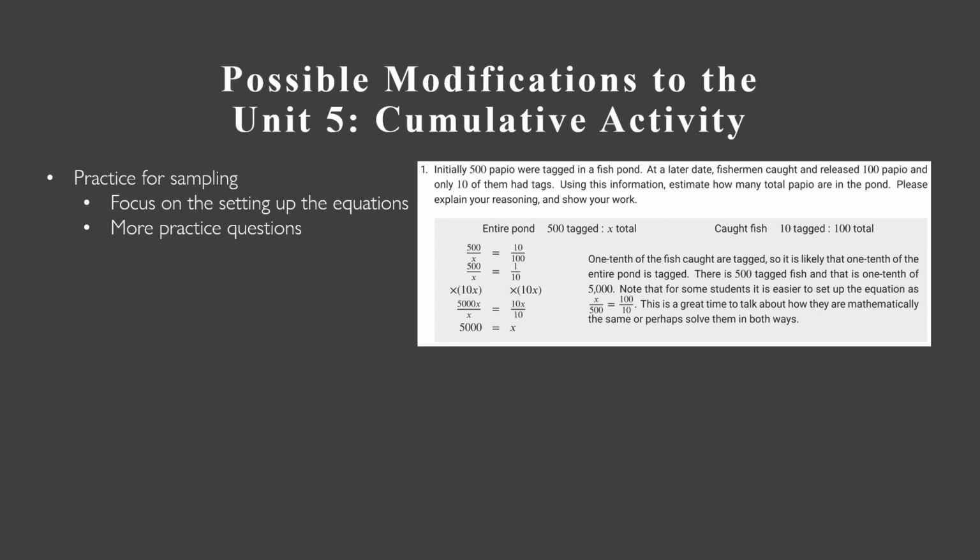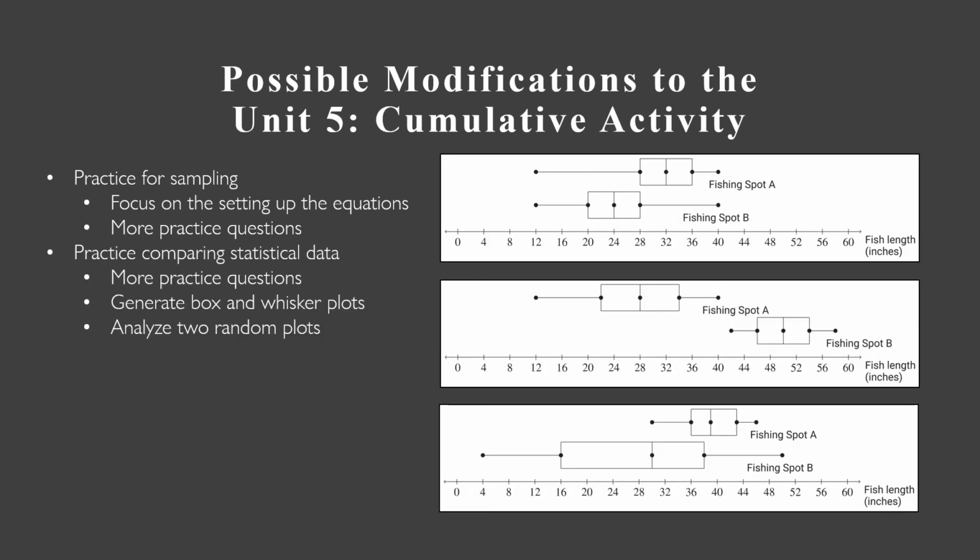On the other hand, in an incorrect equation, 500 over x equals 100 over 10, the numerator on the left describes the tagged fish, while the numerator on the right describes the total number of fish. We recommend coming up with your own numbers to allow your students to practice more in this area. Similarly, you can also create more practice opportunities for parts 3 to 5.